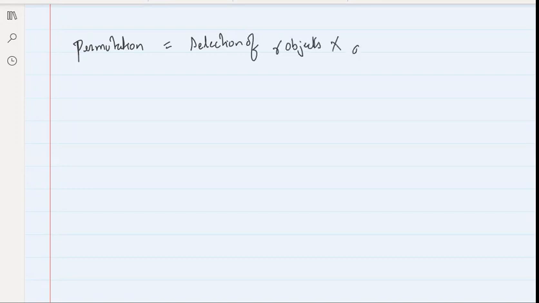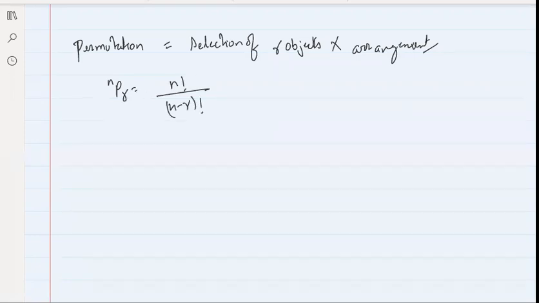Okay, so before starting my problems, let's complete the permutation. As I said, permutation is basically selection into arrangement of r objects into arrangement, right? Got it? So that's why the formula was nPr is equal to n factorial divided by n minus r factorial.